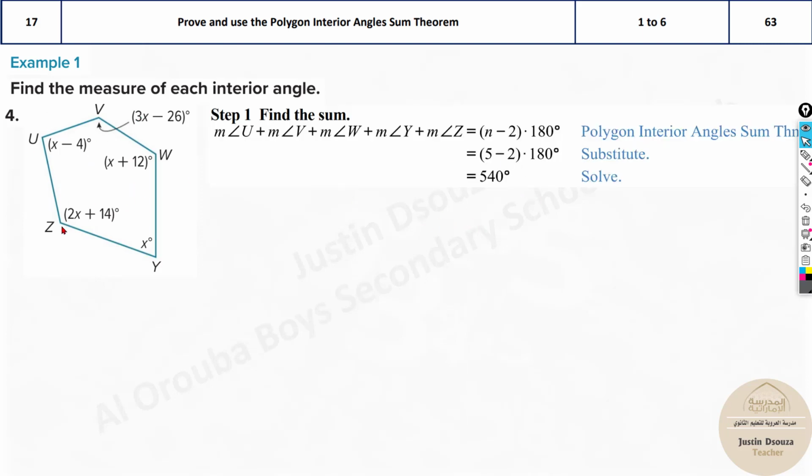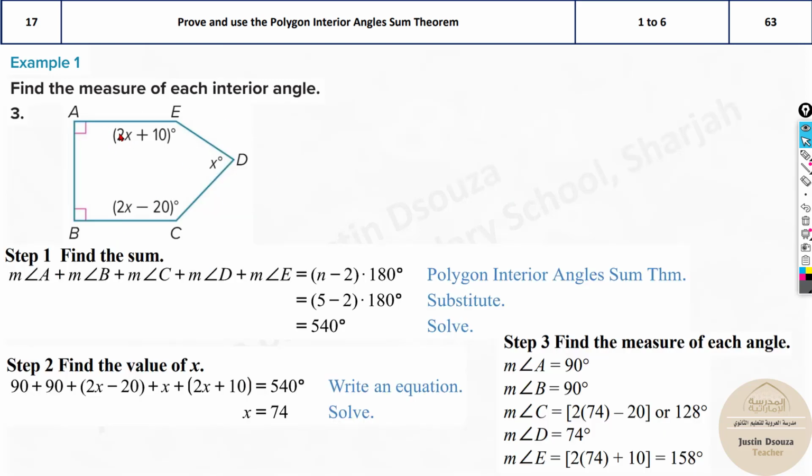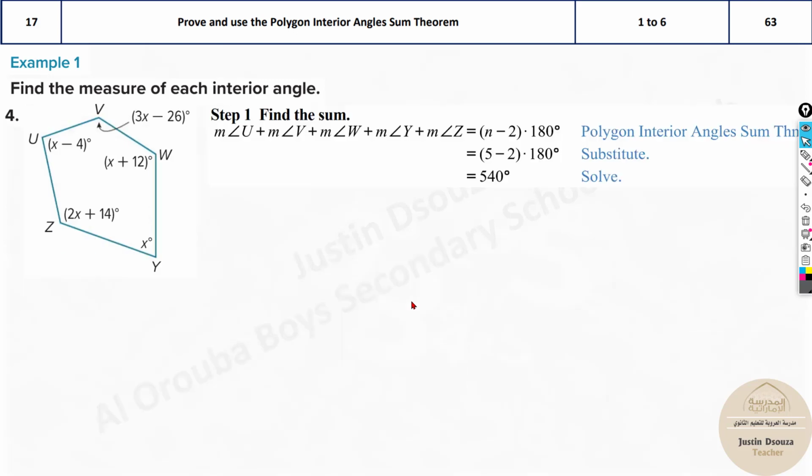Here it's 1, 2, 3, 4, 5. It's 5 minus 2. That is 3 times 180. It is 540 degrees. In the previous problem also it was 5 sides. So it's 5 minus 2 times 180.